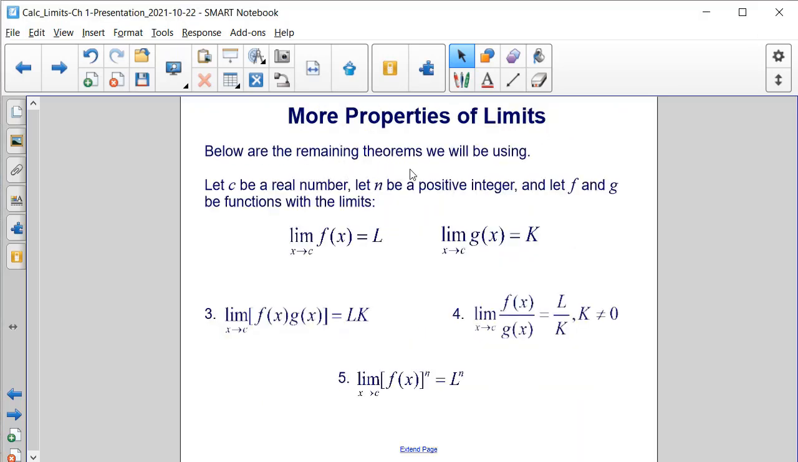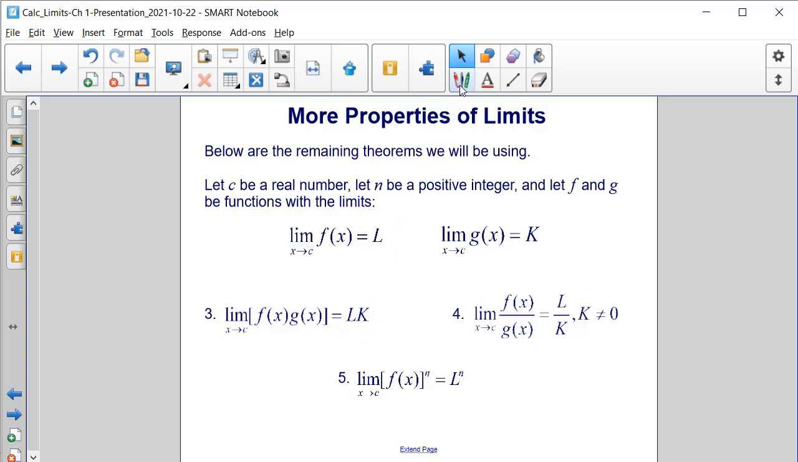Below are the remaining theorems we will be using. First, let c be a real number, and let n be a positive integer, and let f and g be functions with the limits, the limit of f of x as x approaches c is equal to L, and the limit of g of x as x approaches c is equal to k. The third property states that the limit of f of x times g of x as x approaches c is equal to L times k.